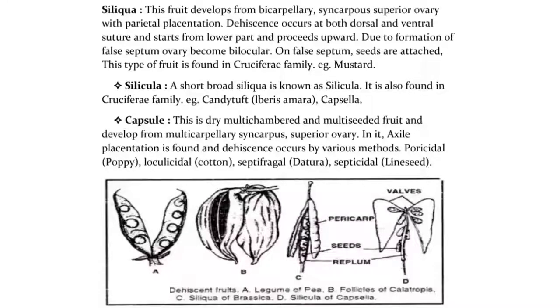Silicula. A short broad siliqua is known as silicula. It is also found in the Cruciferae family, e.g. candytuft, Aethionema, Capsella. Capsule: this is a dry, multichambered and multi-seeded fruit and develops from a multicarpellary syncarpous superior ovary. In it, axile placentation is found and dehiscence occurs by various methods: porocidal (poppy), loculicidal (cotton), septifragal (datura), septicidal (linseed).